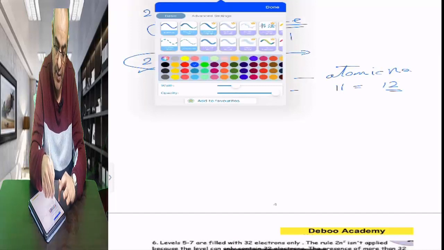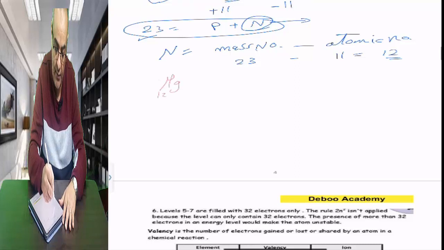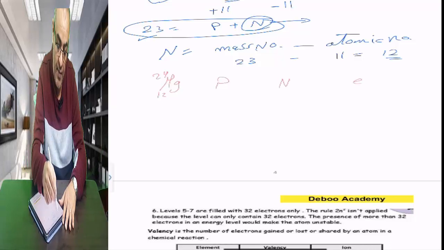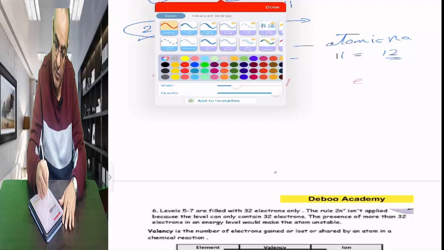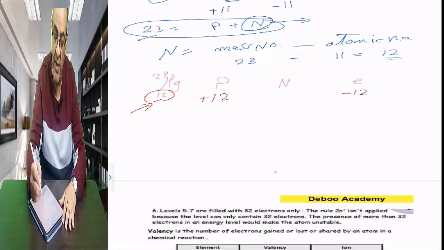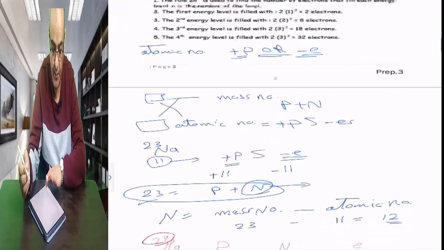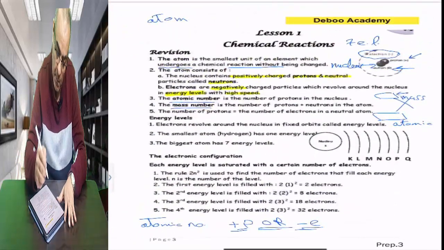Let's take another example. If we have Mg 12,24, find the number of protons, the number of neutrons, and the number of electrons. The number of protons and electrons is easy because it is the atomic number, so it has 12 positive protons and 12 negative electrons. The number of neutrons is the mass number minus atomic number, 24 minus 12 equals 12 neutrons. Back to the revision.